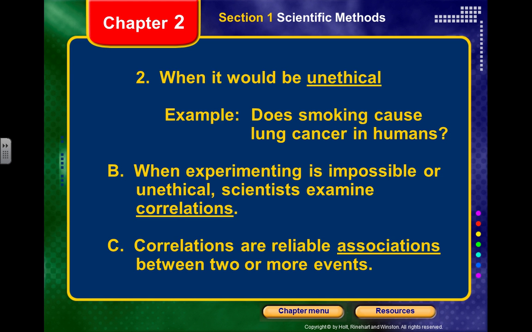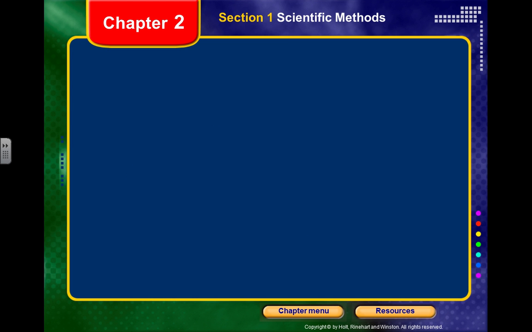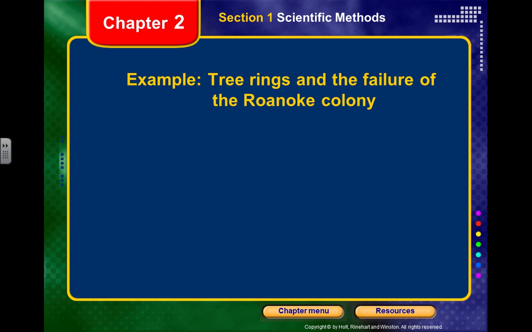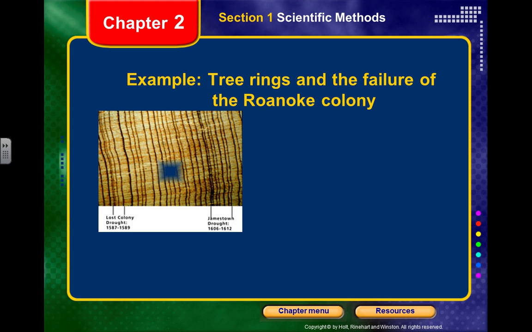C. Correlations are reliable associations between two or more events. So it means taking two events and comparing them and then using what you saw there to then draw conclusions about something else. For example, tree rings and the failure of the Roanoke colony.